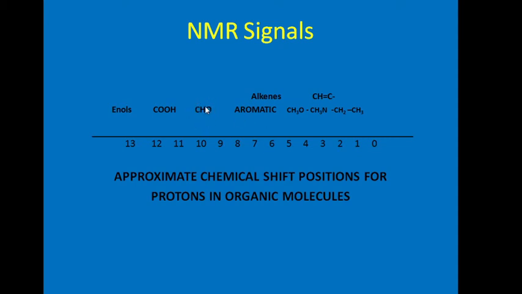And the de-shielded protons, that is CHO aldehydes, are going to go upfield, around 9 to 10. COOH is around 11 to 12. And enols, because of proton exchange, you're going to get around 13 to 14. You have to remember this delta scale and the region wherein you can approximately find those particular protons.